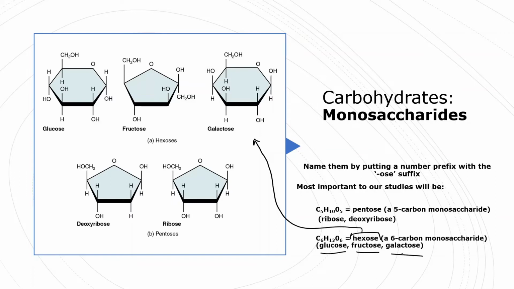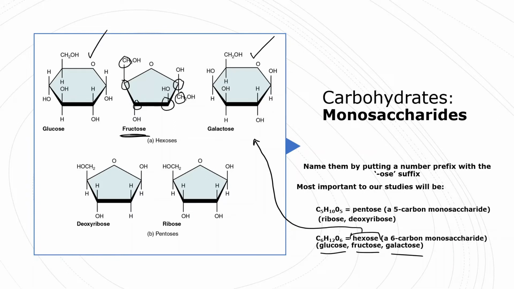And I know fructose, just look at it, it looks like a pentose, doesn't it? It looks like a pentagon. I mean, this guy here definitely looks like a hexose. That guy there definitely looks like a hexose. But let's just count the carbons. 1, 2, 3, 4, 5, 6. Okay, it is indeed a hexose. It just has a pentagonal shape.